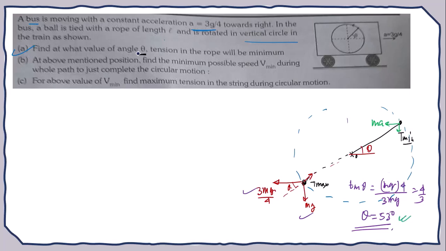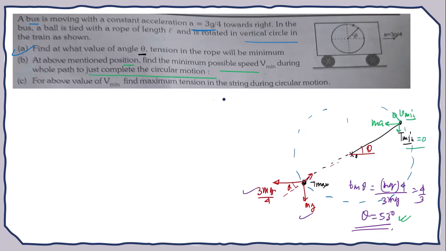Now, at the above mentioned position, find the minimum possible speed V minimum during the whole path to just complete the circular motion. Once the tension becomes minimum, at this point the velocity will be minimum. If I draw the free body diagram for this situation, the tension minimum becomes 0.